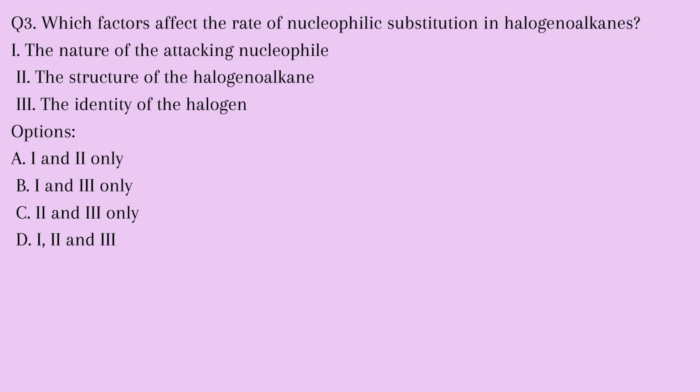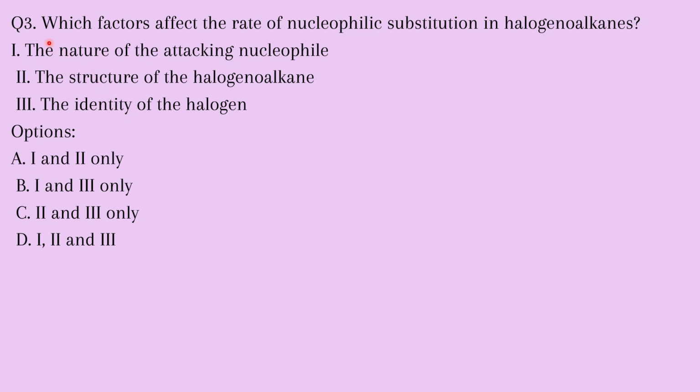Which factors affect the rate of nucleophilic substitution reaction in haloalkanes? Here 3 factors are given and we have to identify which of these actually affect the rate of nucleophilic substitution reaction. In the previous slides, we have discussed that there are four factors that affect the nucleophilic substitution reaction. First is the nature of the substrate. Second is the nature of the leaving group. Third is the nature of the nucleophile. Fourth is the nature of the solvent.